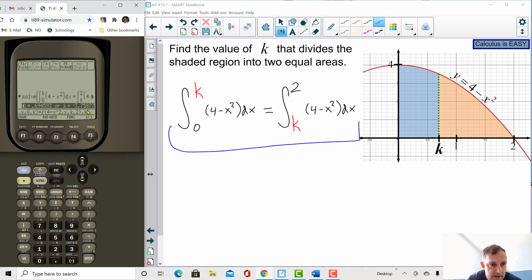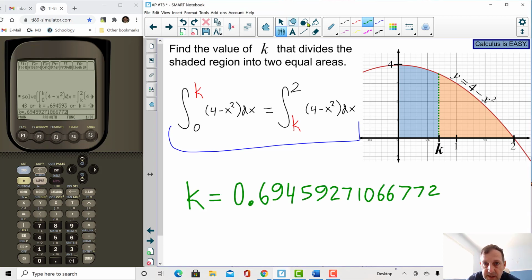You'll notice there's a third answer, k equals negative 3.7. So we want to throw away the answers that don't make sense for our problem. Our answer has to be between 0 and 2. So our answer is going to be the k equals 0.694 answer. Again, I want to push enter to get all decimals of accuracy. Let's put a box around the answer.